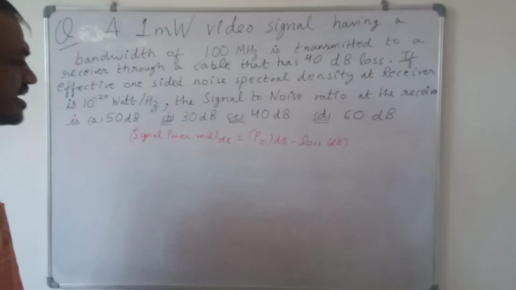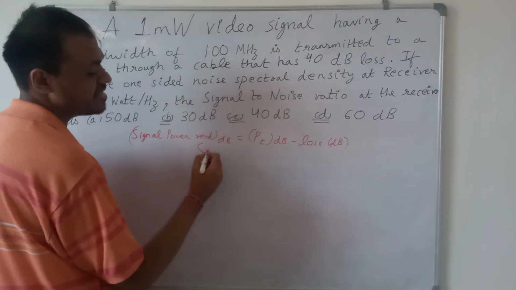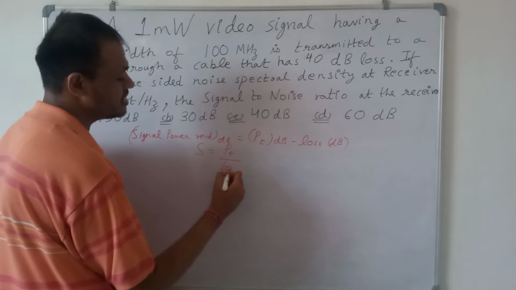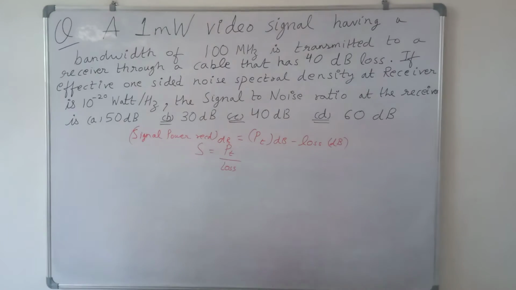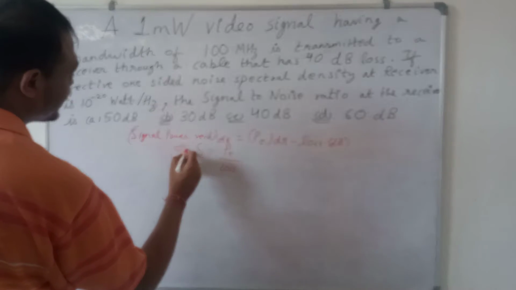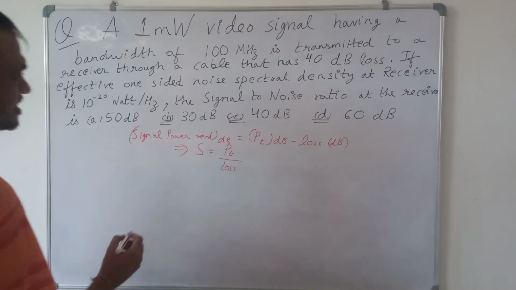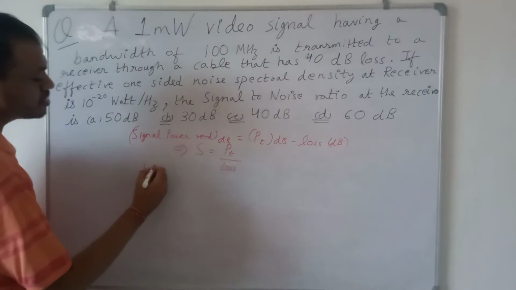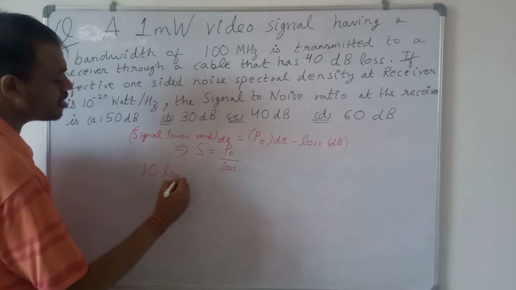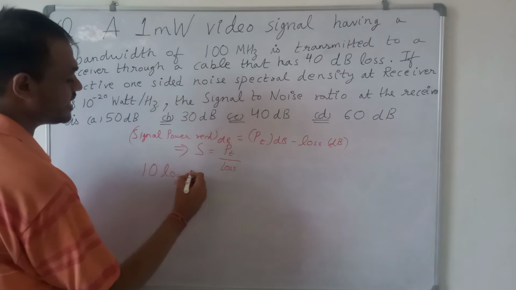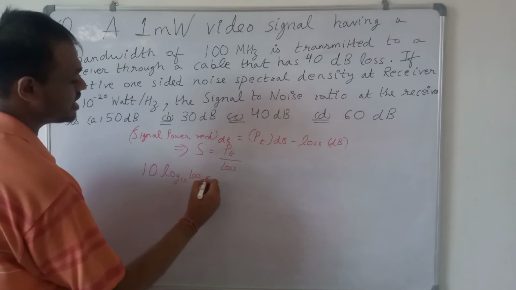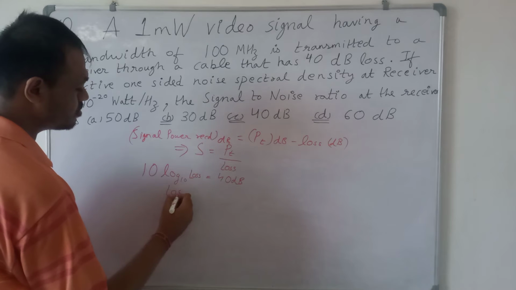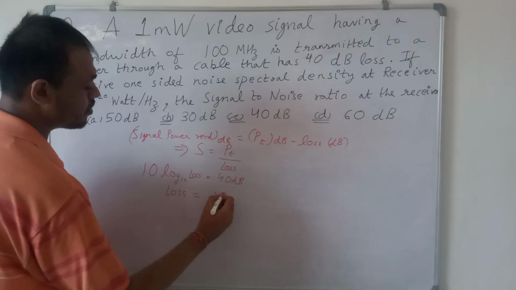So in normal units we can write signal power as equal to power transmitted upon loss. This is in normal unit without dB. So S equal to PT upon loss. Now loss is given to us as 40 dB. So we have to convert into normal. So 10 log to the base of 10 into loss is equal to 40 dB. So loss will be equal to 10 to the power 4.